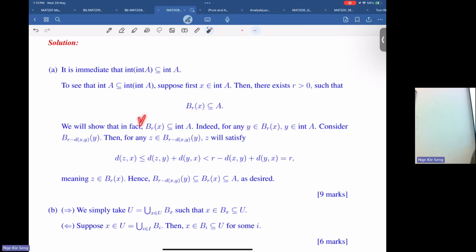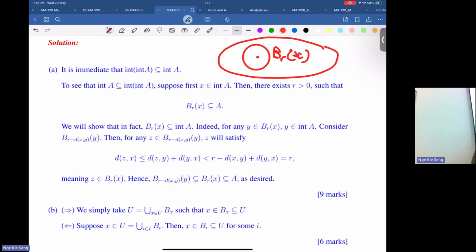I need to take every point in B(r, x) and show that it is in int A. So I take any y in this ball. Can I find another ball around y such that it is in A? Can I do it or not? Can you imagine it? So you have an x here, you have a ball here, B(r, x), and then you have A here.